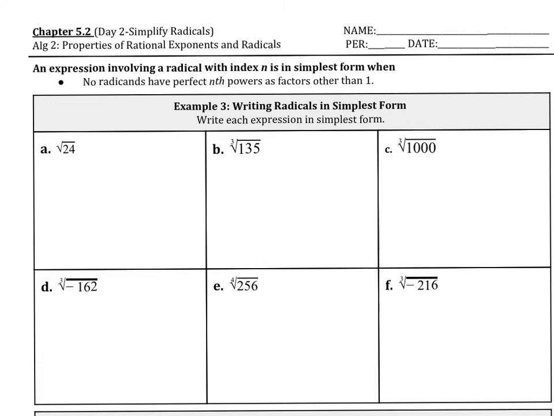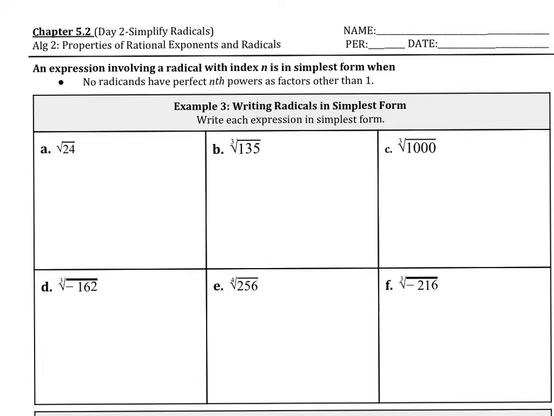Chapter 5.2, Day 2, Simplify Radicals. Properties of rational exponents and radicals. In the previous lesson, we discussed rational exponents, and now we are going to discuss radicals. So we are going to do example number 3, writing radicals in simplest form.